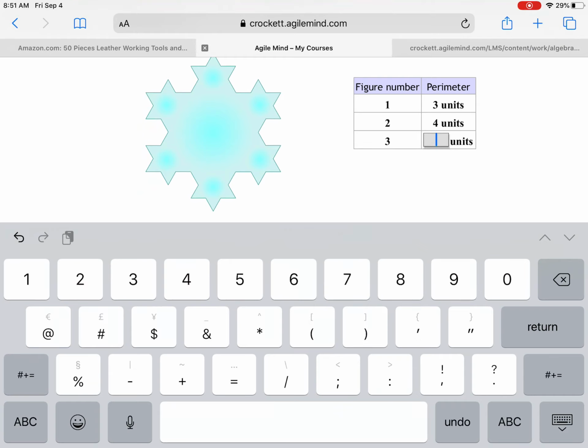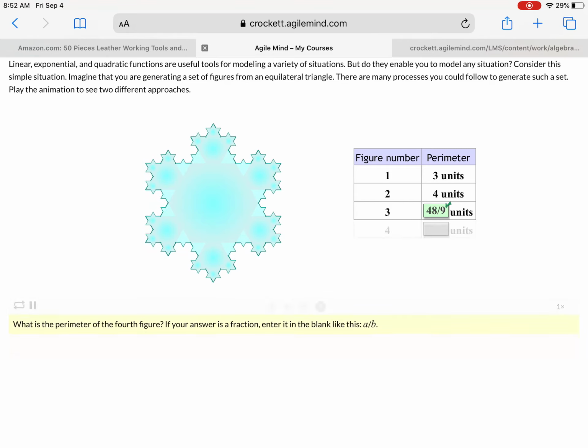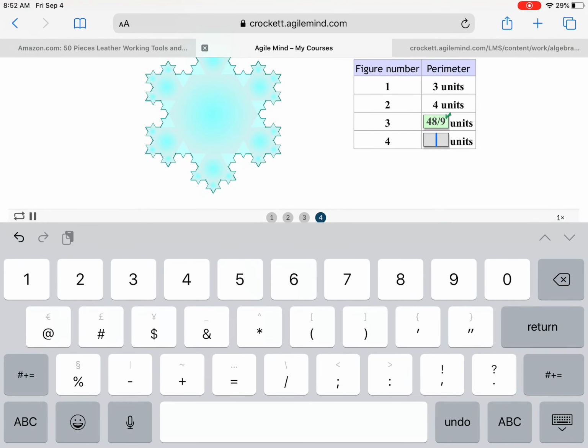All right, so I had 48 points, and it's going to be a denominator of 9. So we have 48 over 9, or if you simplified that, it would be 16 thirds. Now, the last time, we have to multiply by 4 to get our number of points. So 48 times 4 is 192.